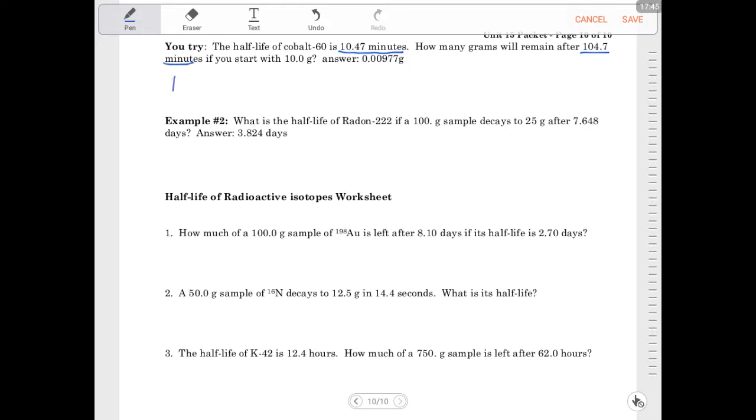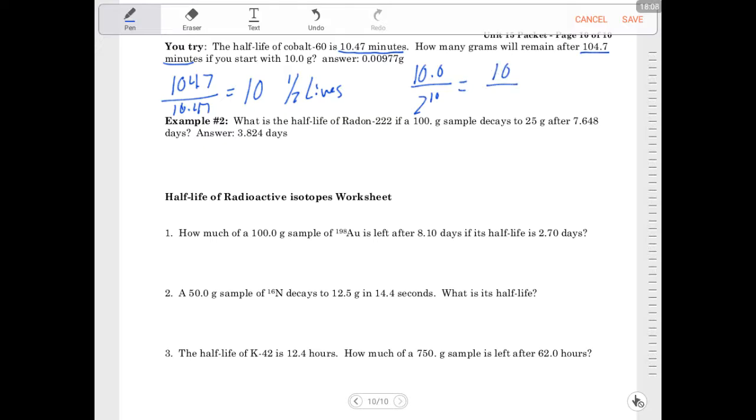All right, so we're going to take 104.7 divided by 10.47. The math should be easy here, folks. That's going to be 10 half-lives. Now you can start dividing by 2, dividing by 2, dividing by 2, or you can do it the other way, like I said: 10.0 divided by 2 raised to the 10th power.